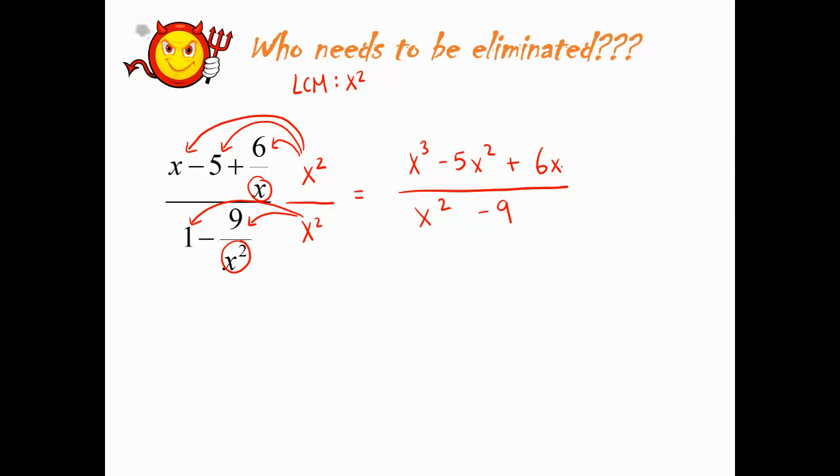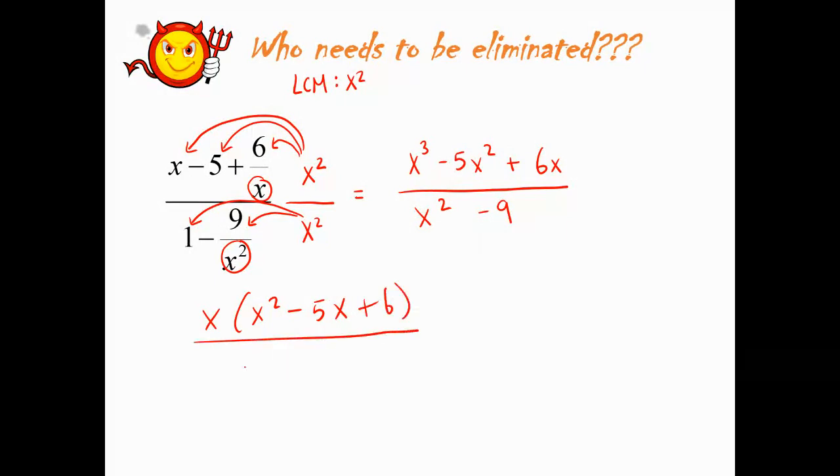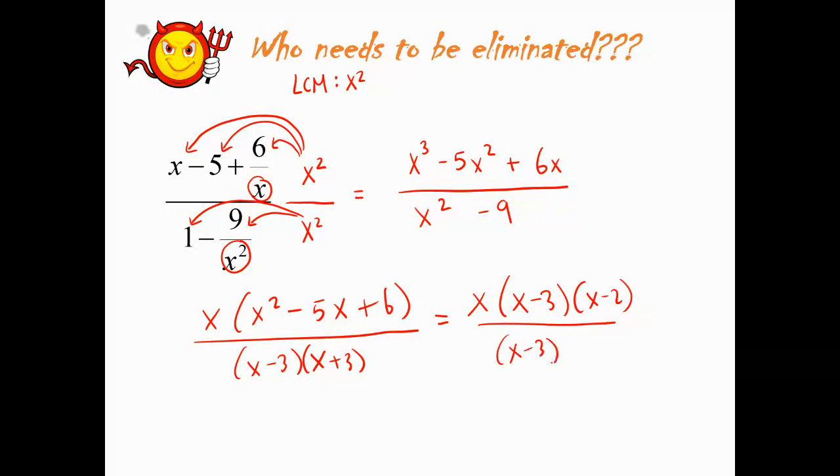Okay, I see that I can have a common factor up here, an x. So that's going to give me x squared minus 5x plus 6 over difference of squares, x minus 3 times x plus 3. x times, what does this factor into? x minus 3, x minus 2 over x minus 3, x plus 3.